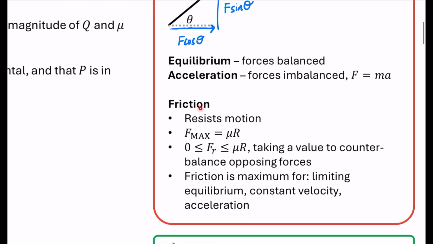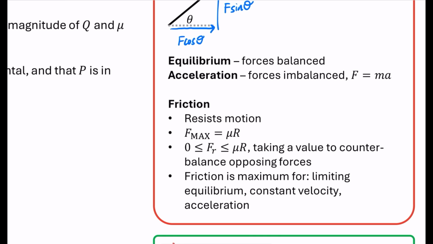Okay, and then when we talk about friction, friction is an interesting force. It resists motion, so whichever way it is going to move in or it is currently moving in, it is going in the opposite direction to that. The formula for the maximum value of the friction is mu R, where mu is the coefficient of friction and R is the normal reaction. When I do friction, I often do a little r next to it so it doesn't confuse us with F from F equals ma.